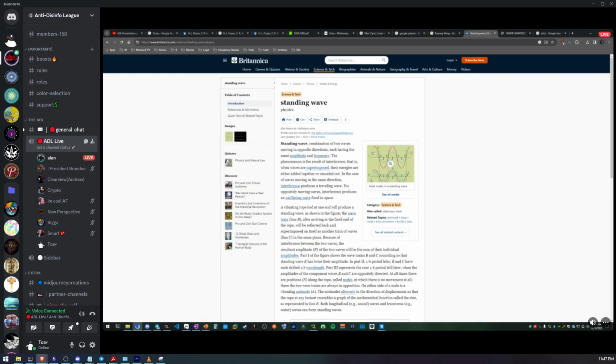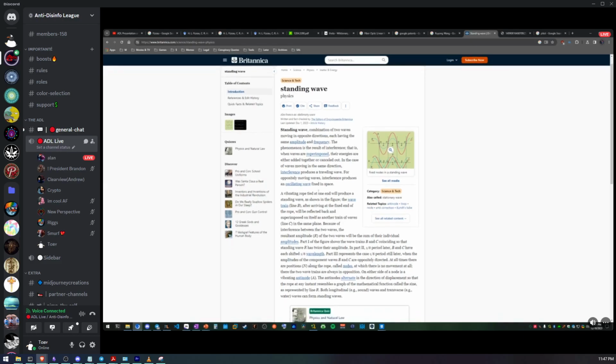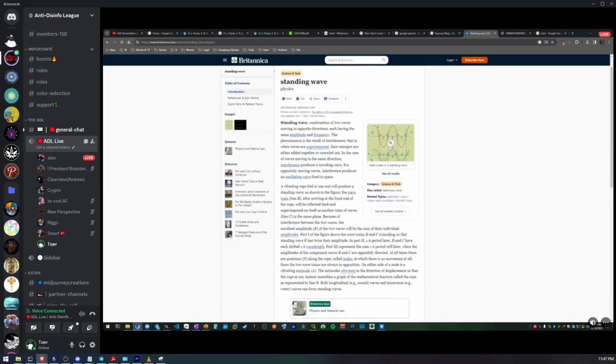A standing wave is a combination of two waves moving in opposite directions having the same amplitude and frequency. This phenomenon results in an interference that is superimposed. Their energies are added together or canceled out. In the case of waves moving in the same direction, interference produces a traveling wave. For oppositely moving waves, interference produces an oscillating wave fixed in space. So they have like a fixed laser wave, and that's how they get it going in two different directions. Somehow they are emitting like a standing wave.